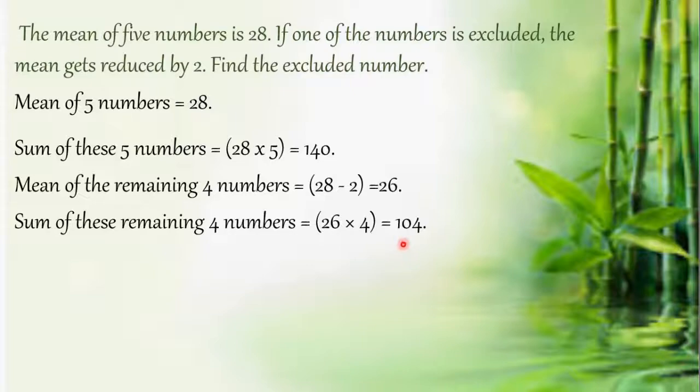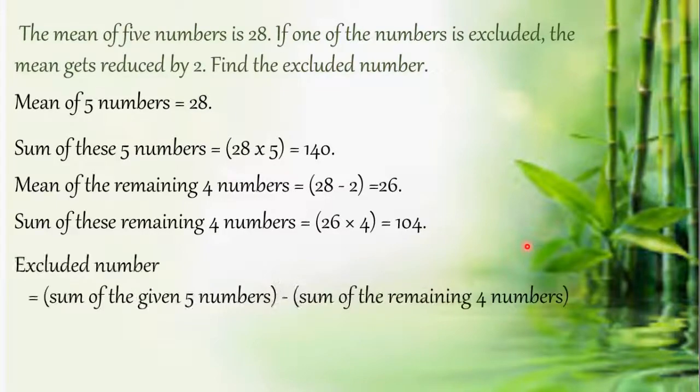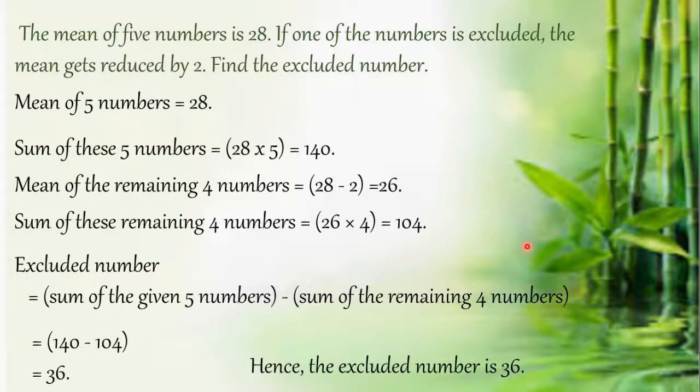How can we find the excluded number? The sum of 5 numbers is 140. The sum of 4 numbers is 104. How to find the excluded number? The excluded number will be the sum of 5 numbers minus the sum of the remaining 4 numbers. It is 140 minus 104, equal to 36. So 36 is the excluded number.